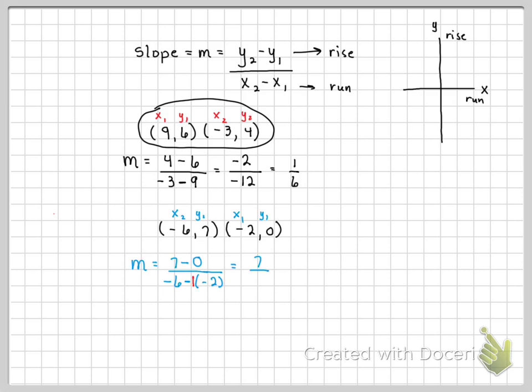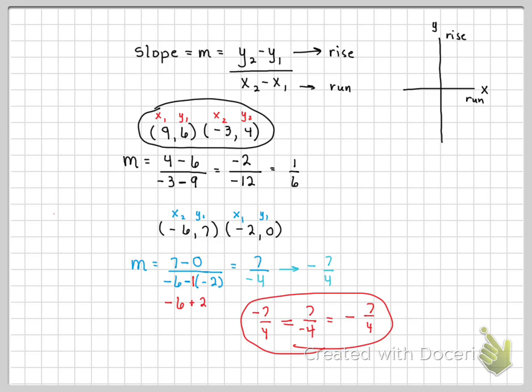So negative 1 times negative 2 is a positive 2. So negative 6 plus 2 is negative 4. So the slope is negative 7 over 4. Because remember that it doesn't matter if your negative sign is on the top or the bottom or just out front. All three of these are exactly the same.